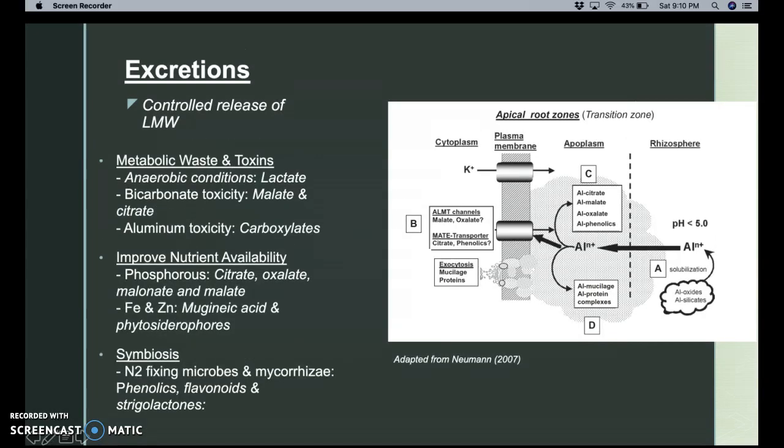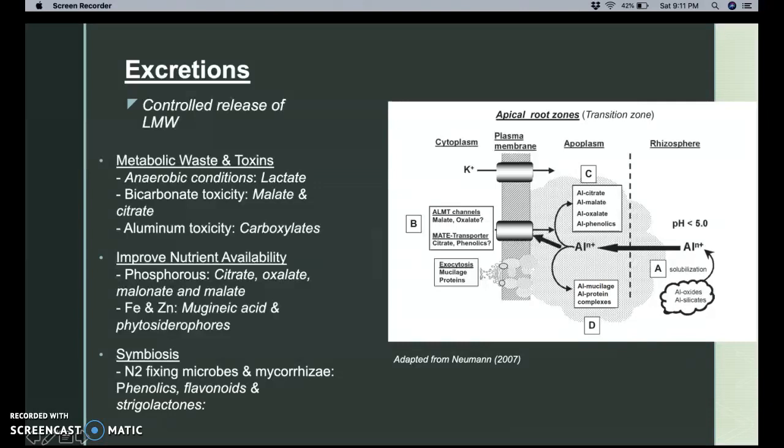Excretions are comprised of low molecular weight compounds deposited under controlled release. These substances include metabolic waste products and toxins that have accumulated in the plant system. Some examples are lactate under anaerobic conditions, malate and citrate during bicarbonate toxicity, and carboxylates associated with aluminum toxicity.